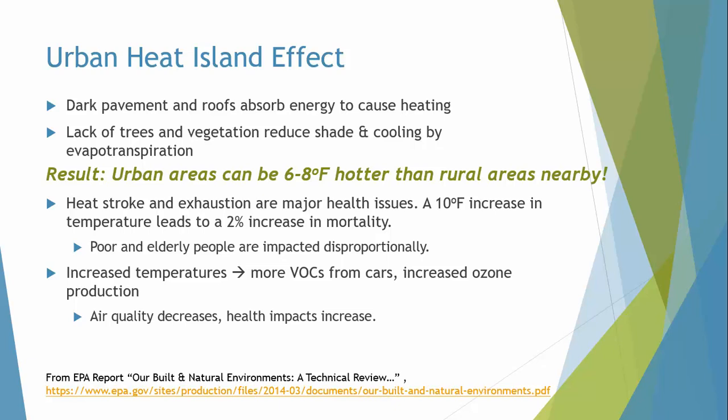It also helps to cool the city because these trees and plants have evapotranspiration that sends water out into the air and helps to cool it off. But when we don't have all of these, more sunlight is hitting that pavement surface or roof surface, and that causes more heating. So as a result, urban areas can be between 6 and 8 degrees Fahrenheit hotter than rural areas nearby. We see that in downtown Phoenix. It's much warmer in the summer in downtown Phoenix than it is outside of the city.